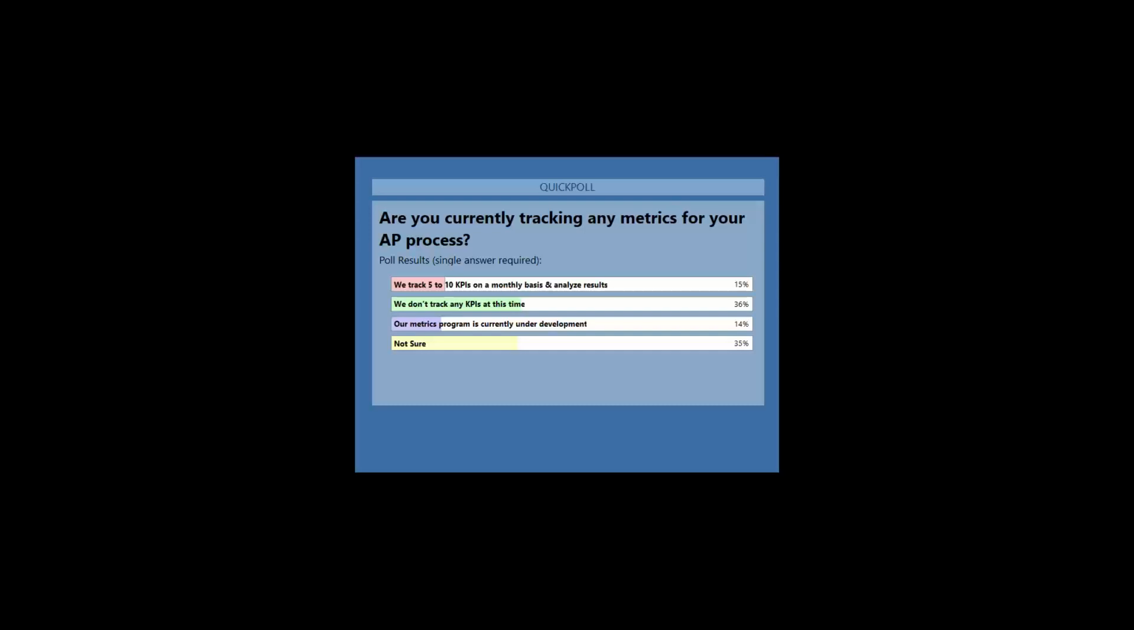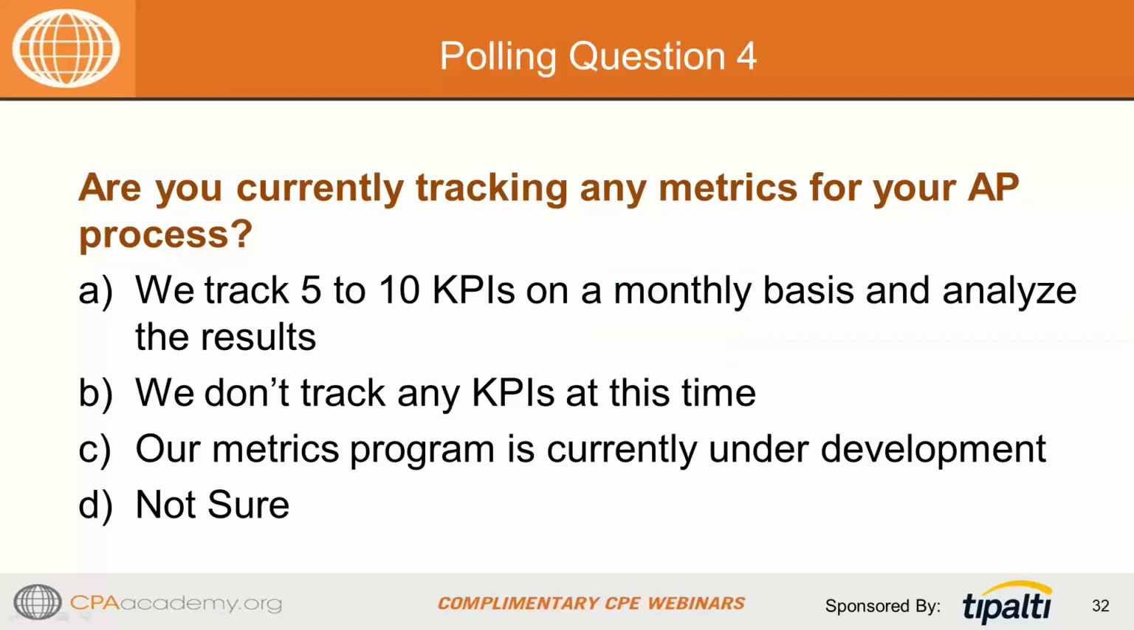Okay, those results are in, and 15% are tracking metrics in accounts payable, 36% nope, 14% under development, and 35% not sure. So thank you for those answers. It looks like we've got a ways to go as far as implementing metrics in accounts payable. And hopefully the ones that we went through with some of the examples and scorecards will give you some ideas.